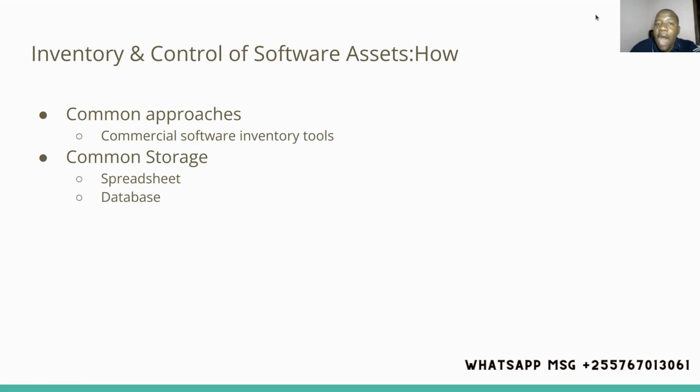So how are we going to realize this inventory of software assets? The common approach for this kind of control is to use commercial software inventory tools. There are a lot of them. As I said in this series, we are not going to talk more about these commercial tools unless it is necessary. But if we have an open source alternative that has been battle tested and proven to do the work accordingly, that is where our focus is going to be.